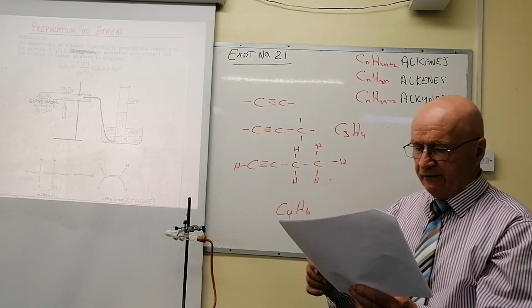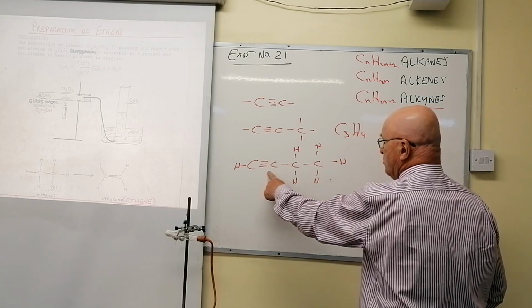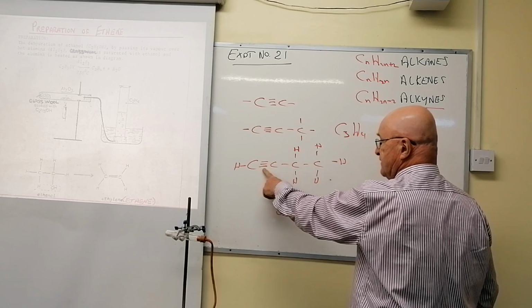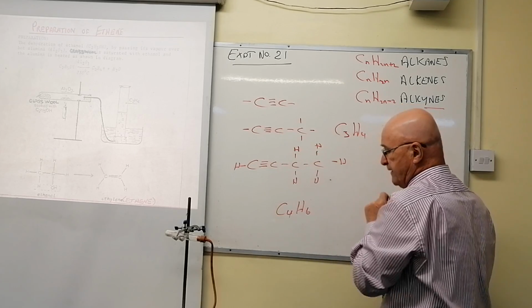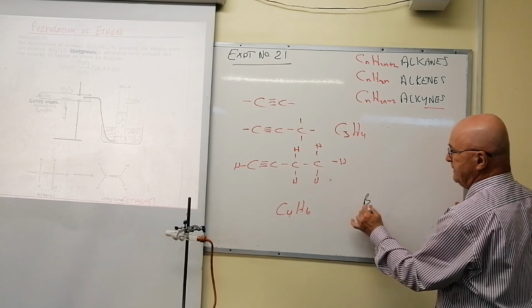And I've drawn all 3 for you there. You could refer to that one as but-1-yne. In other words, the triple bond is after the first carbon. Could you draw but-2-yne?